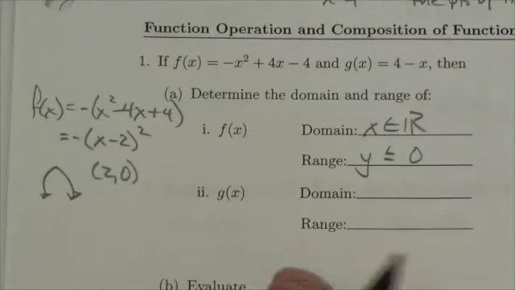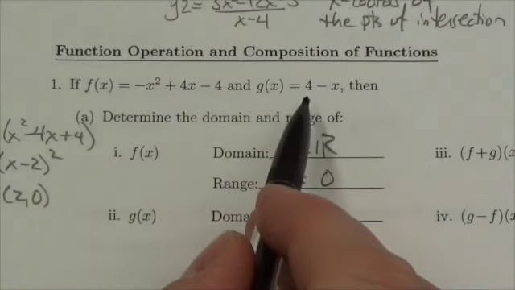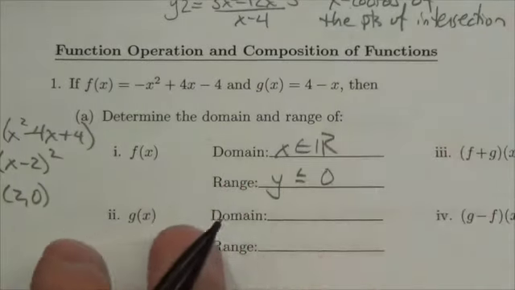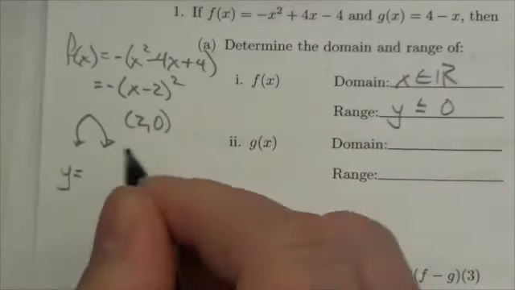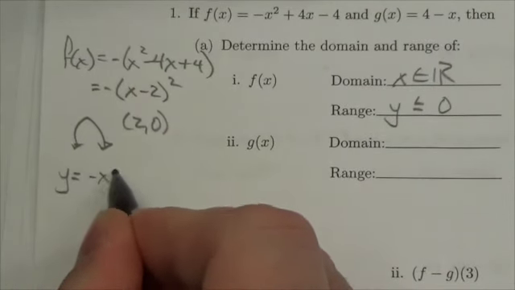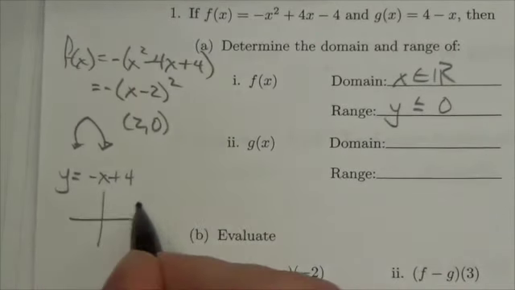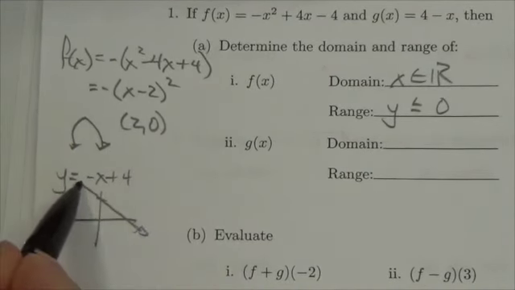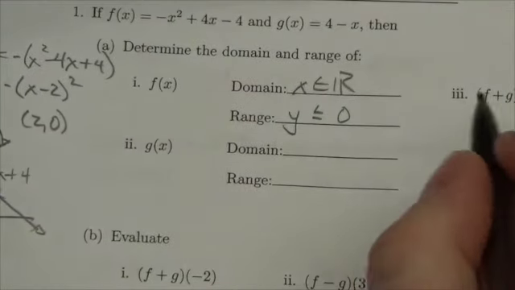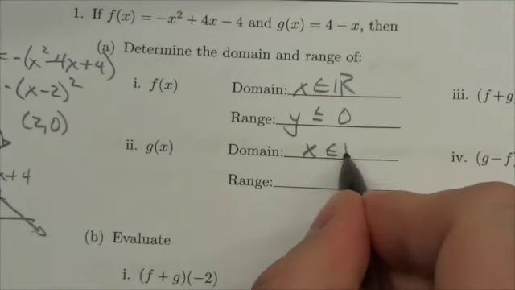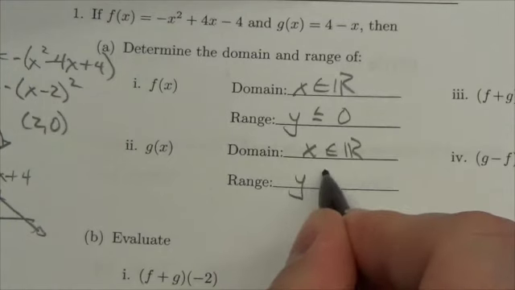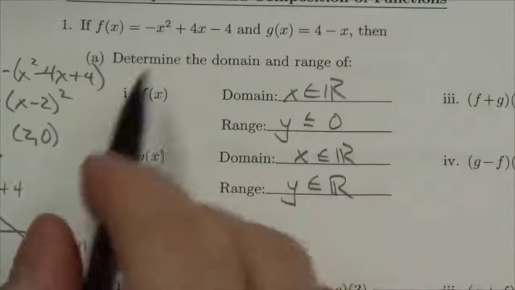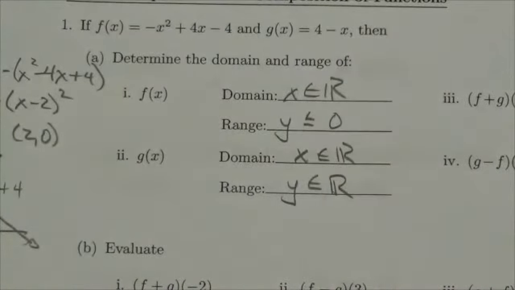Now, let's take a look at the linear function. g of x is equal to 4 minus x. Think of that more like y is equal to negative x plus 4, which is a linear function with a negative slope and a y-intercept of positive 4. That's going to drop down like that. For a linear function, x is an element of the reals, and the range is going to be y is an element of the reals. So those are our two component functions.